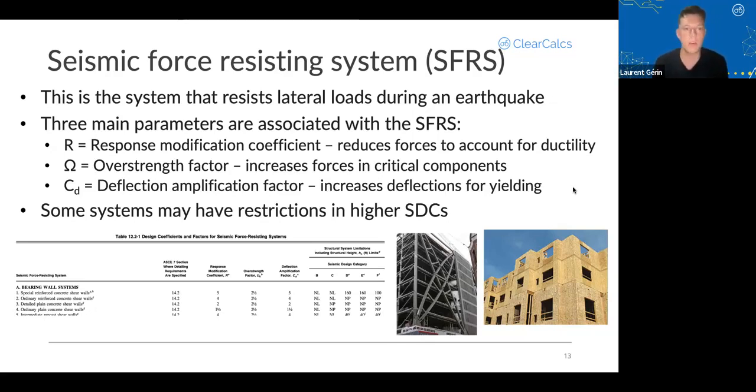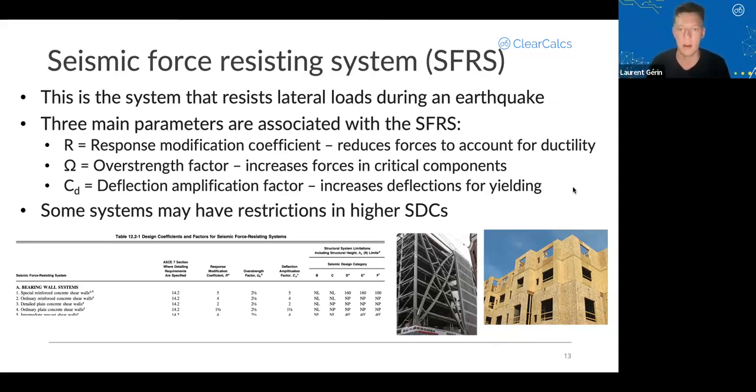And lastly, we've got our Cd value. That's the deflection amplification factor. And what that does is it increases deflections for yielding. So we talked about the code lets you account for yielding to reduce your forces. That's fine, but you don't get a free ride. When you've got yielding, you've got deflections. You've got much, much higher deflections. So you need to think about that in terms of that building is going to sway a lot more all of a sudden because it's got yielding.